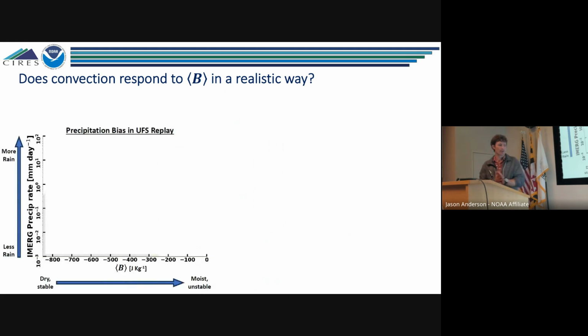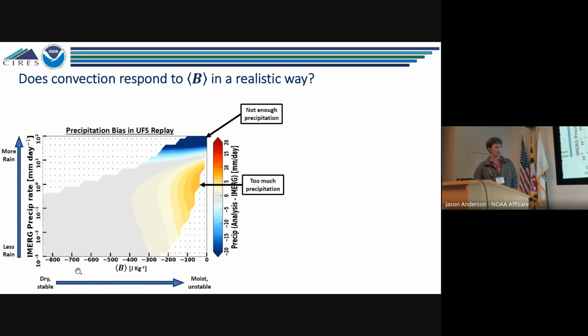So to get a little bit more information on what's going on here, we're going to look at these precipitation biases as a function of both ERA5 buoyancy and IMERG precipitation rates. We're just going to bin our data by both our x and y axes here. And we can see that we tend to precipitate too much, specifically in this regime where it's really unstable and we've got moderate precipitation rates between 1 and 10 millimeters per day. And then we tend to underestimate these more extreme precipitation rates greater than 10 millimeters per day.